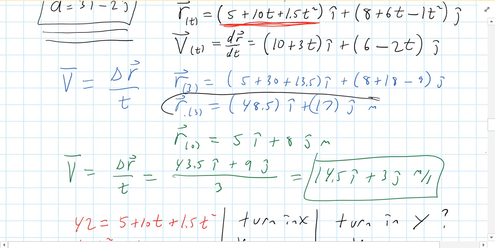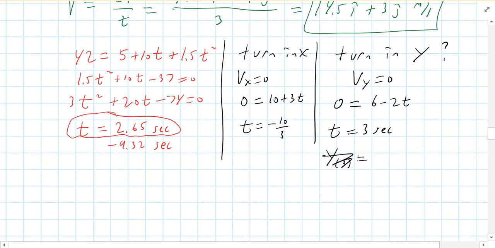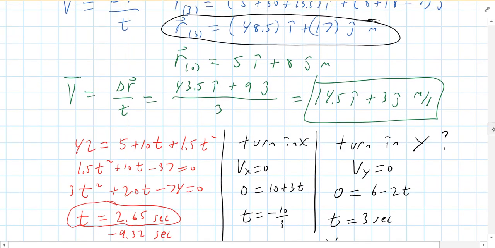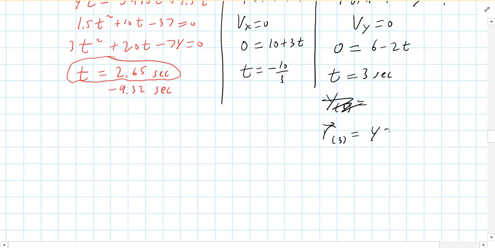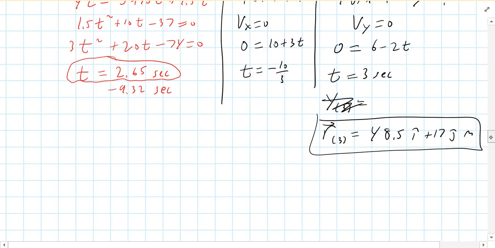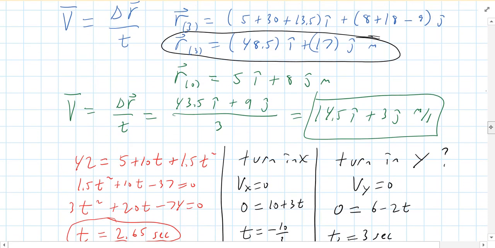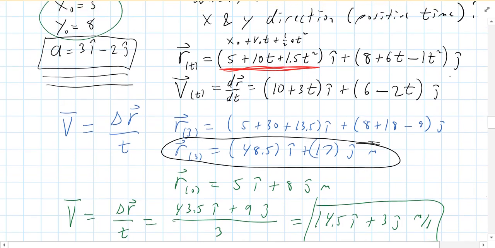Okay, at 3 seconds. So I'm actually going to write that whole thing out here. So r at 3 seconds is, we already have the answer. It's 48.5 i plus 17 j hat meters. So that is where it's at the moment it's turning around in the y direction. Its max y coordinate is 17.